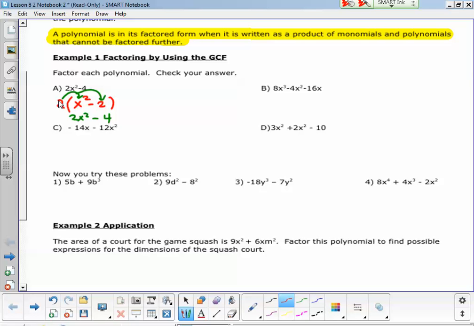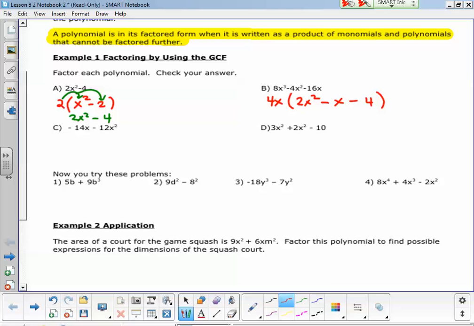Okay. If we look at example C, we have a negative 14x and a negative 12x. So we can start to look at what the GCF is. If I needed to, I could, along the side, find out what the greatest common factor of 14 and 12 is. In this case, we're going to go with the number 2. So this is negative, this is negative. I'm going to choose negative 2 on the outside. And then they each have an x, so I'm going to choose x.